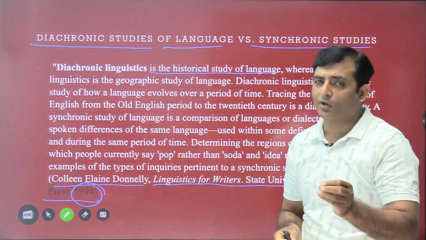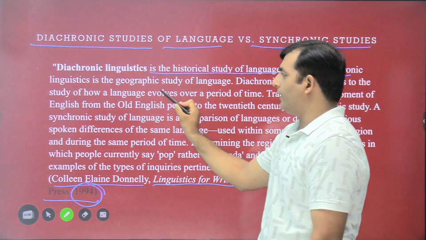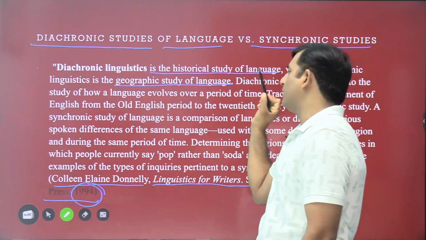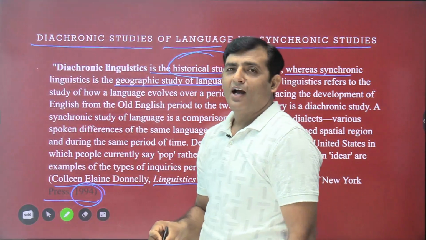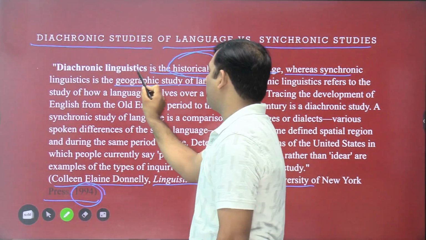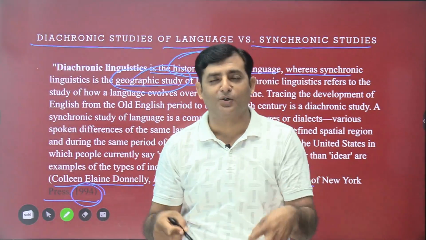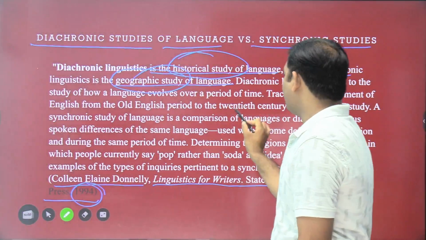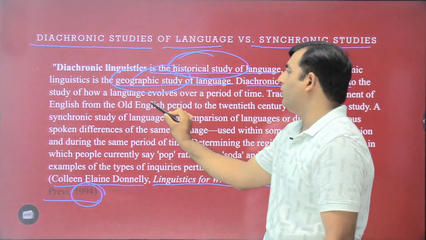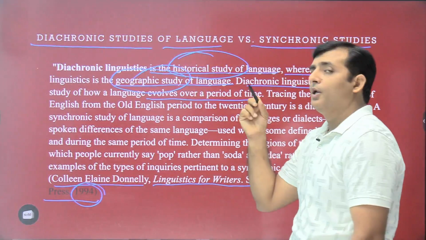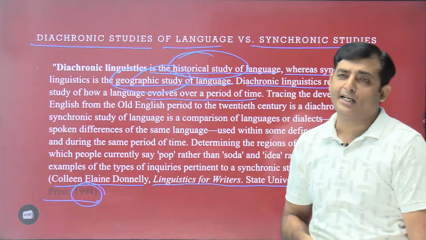Diachronic means historical study of language, whereas synchronic linguistics is the geographic study of language. Diachronic is historical study and synchronic is geographical study. Geographical study, today its location, today its position, right? Diachronic linguistics refers to the study of how a language evolves over a period of time.